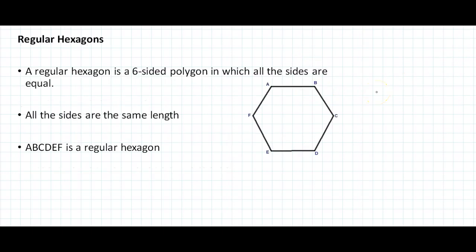What is a regular hexagon? A regular hexagon is a six-sided polygon in which all sides are equal, or you can say they are congruent. And because all the sides are congruent, all the interior angles are also congruent. And so you can see here, based on that definition, A, B, C, D, E, F, this polygon is a regular hexagon: six sides, congruent interior angles, and as an extension, congruent exterior angles.